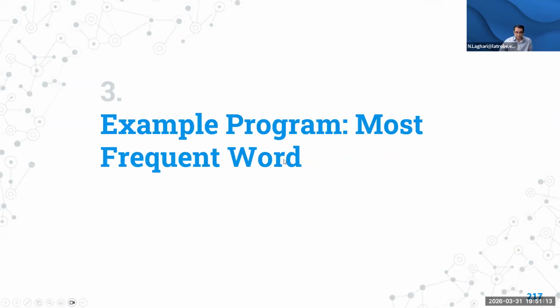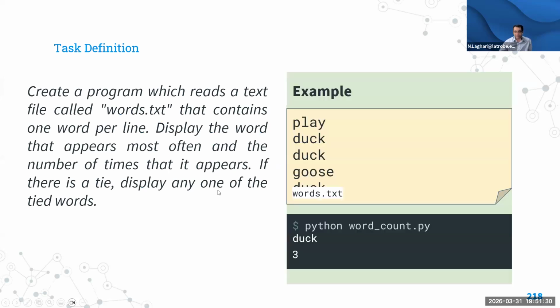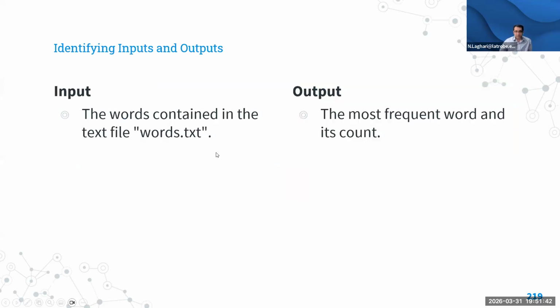Okay, so now this is an example program which basically reads the word dot text file and finds what is the most frequent word in that. So here we have an example. We say that duck is the word which appears most of the times, and it is appearing 3 times. Okay. So we have got input. The word is contained in the text, we need to input the file basically, and we want the most frequent words.